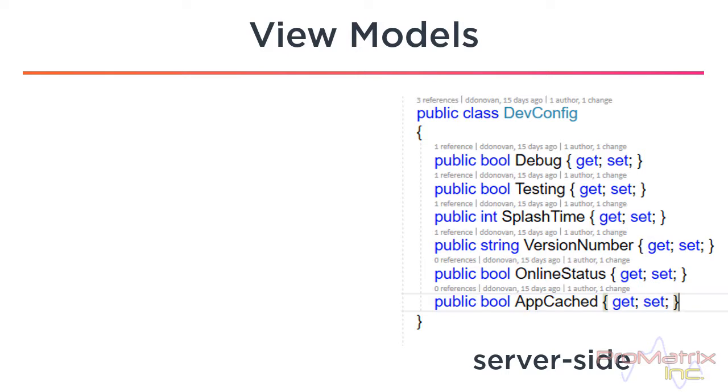The version number comes from the appsettings.json, which is manipulated by the pre-commit git hook and the build event. The online status parameter indicates whether the application is online or disconnected from the internet. And finally, the app cache parameter indicates that the application has been cached and is ready to perform offline.